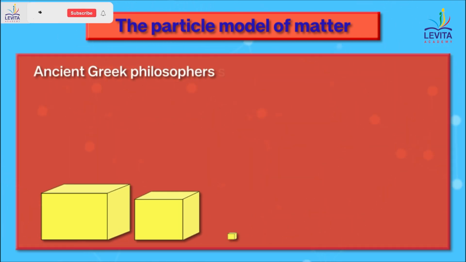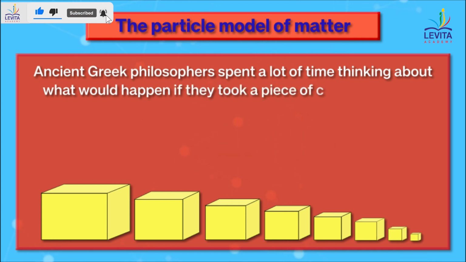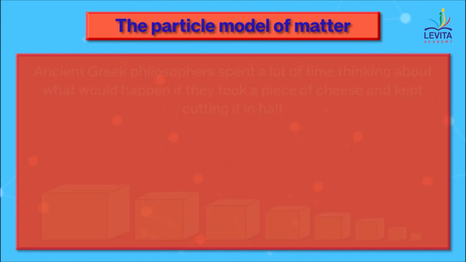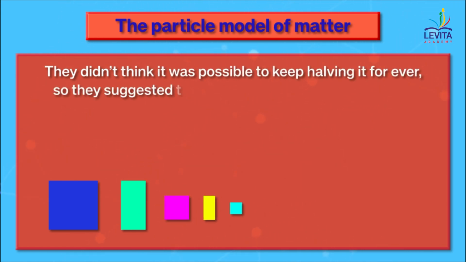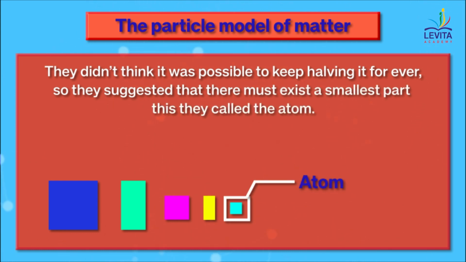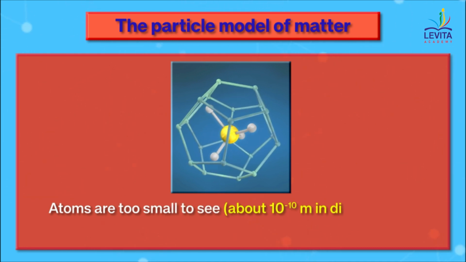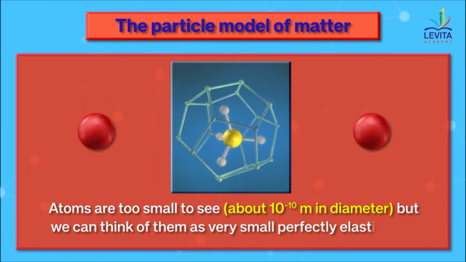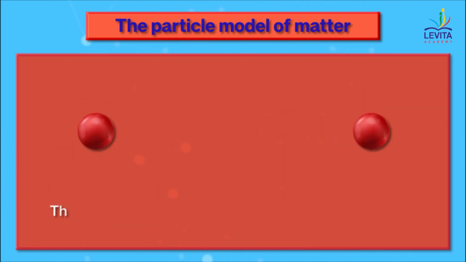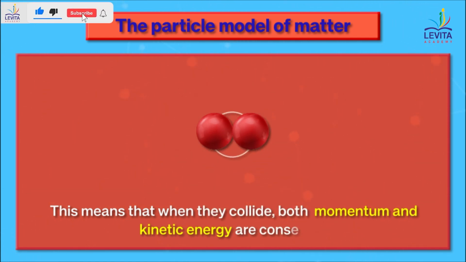Ancient Greek philosophers spent a lot of time thinking about what would happen if they took a piece of cheese and kept cutting it in half. They didn't think it was possible to keep doing it forever, so they suggested that there must exist a smallest part, which they called the atom. Atoms are too small to see, about 10^-10 m in diameter, but we can think of them as very small, perfectly elastic balls. This means that when they collide, both momentum and kinetic energy are conserved.